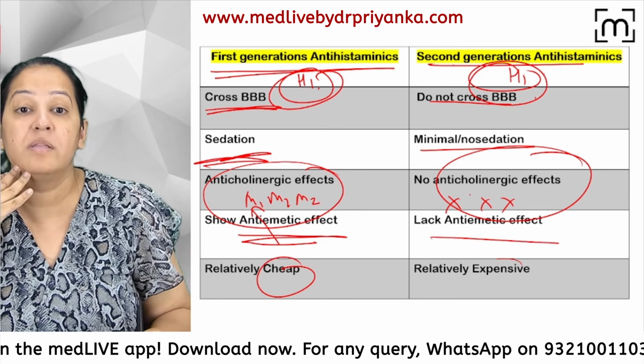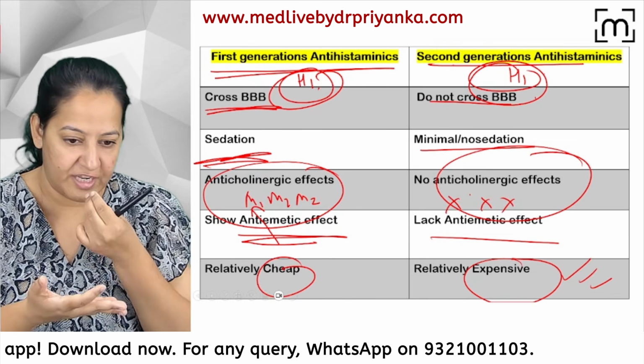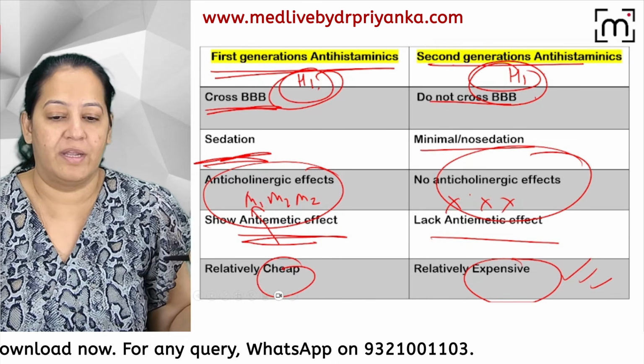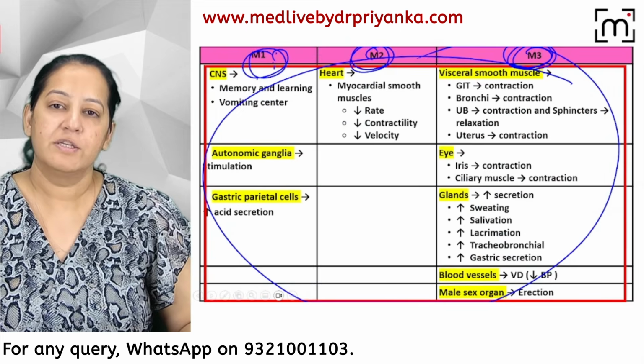First generation drugs are cheap. Second generation are a little bit expensive because patients nowadays want this. My patient wants that after taking the tablet, I shouldn't sleep, I should be active only. So that's why these are relatively expensive. People, respond now, got it or didn't get it? So that is the classification.